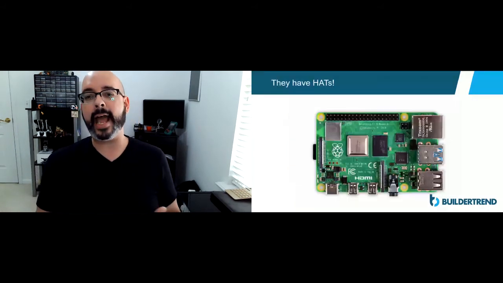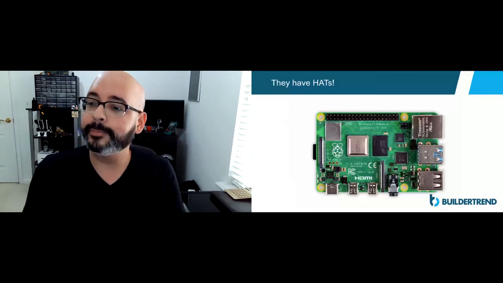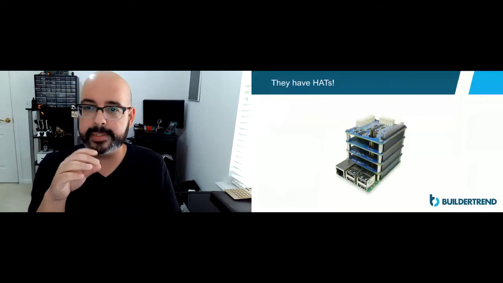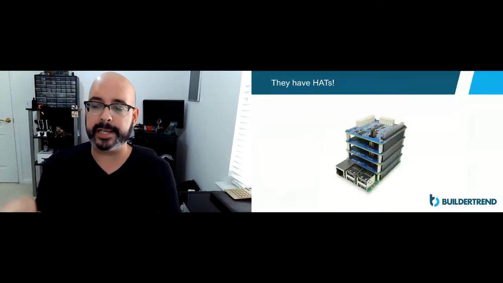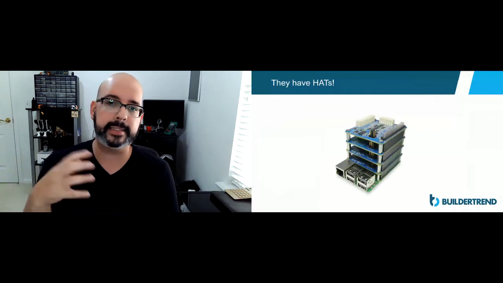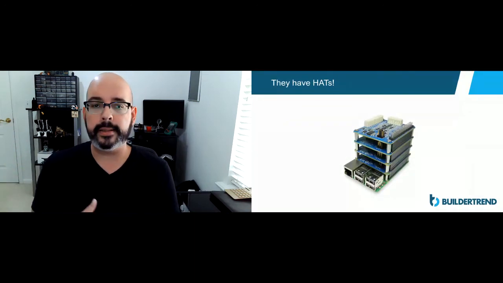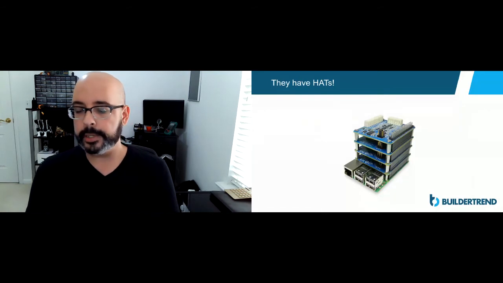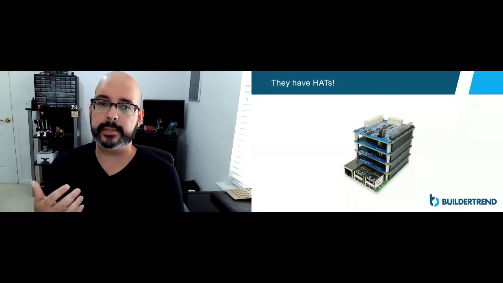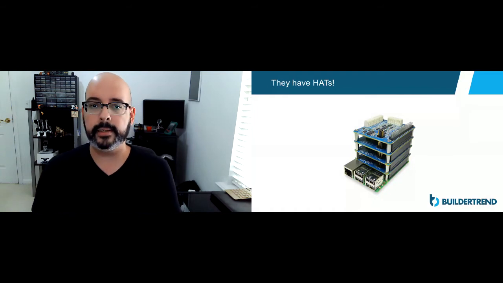They also have hats. Not really these kind of hats. They have these kind of hats. These stand for hardware attached on top. And these are pieces of hardware that you can put on top of the Raspberry Pi to expand its functionality. They have lots of different uses. There's sensor arrays, there's displays, cameras, AI accelerators.